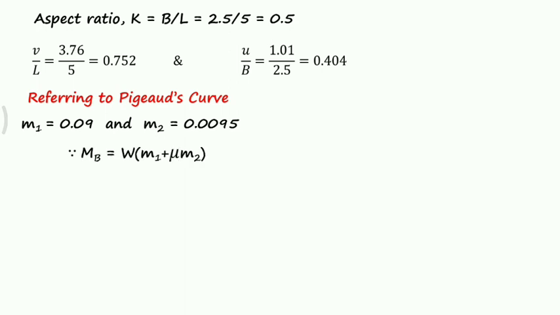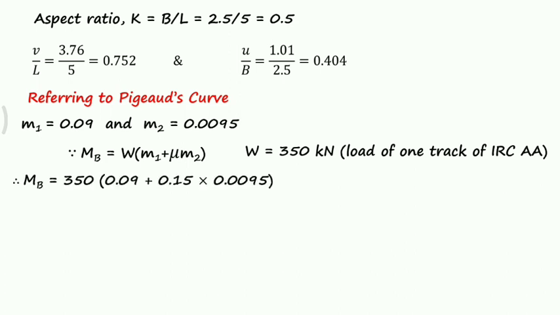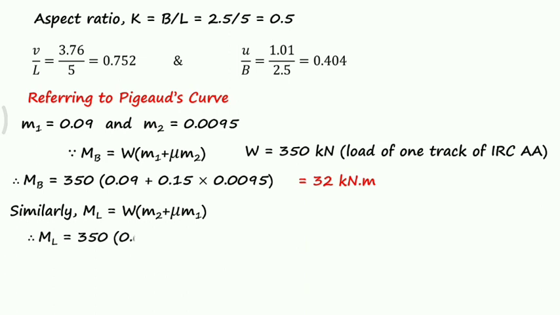Since MB is equal to W into M1 plus mu M2, W is 350 kilonewton, the load of one track of IRC Class AA. Therefore, MB is equal to 350, M1 value is 0.09, mu is 0.15, M2 is 0.0095. So we get 32 kilonewton meter. Similarly, ML is W into M2 plus mu M1. So we put all the values and we get ML as 8.05 kilonewton meter.